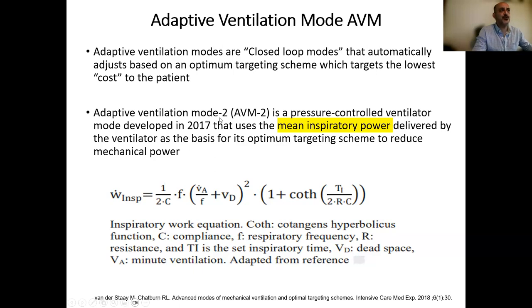So adaptive ventilation mode, again, is called AVM2. And the reason it's called AVM2 is because the initial one, AVM1, was very similar to the other mode called ASV on the Hamilton ventilator. And there's another mode on another ventilator, I can't remember the name of it. So what is AVM2? It's a pressure-controlled ventilator mode. And people think about it as one mode. The reality is that mode could be multiple modes.